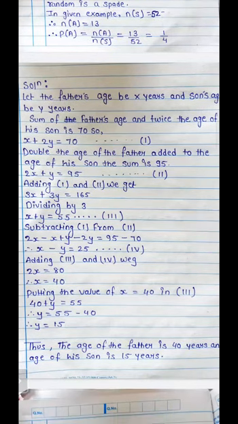Now putting the value of x is equal to 40 in equation number 3. What is equation 3? x plus y is equal to 55. So in this we will put x is equal to 40. So 40 plus y is equal to 55. Therefore, y is equal to 55 minus 40, which is equal to 15. Thus, the age of the father is 40 years and the age of his son is 15 years.